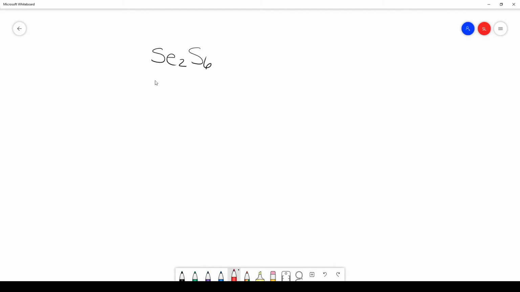If we color code this, our first element symbol 1 is Se. Subscript 1 is a 2. Our second element is S, symbol S, and our second subscript is a 6. So now we'll directly translate between the subscripts and prefixes, and then element symbols and appropriate element names.